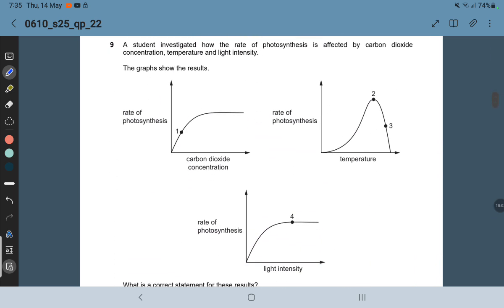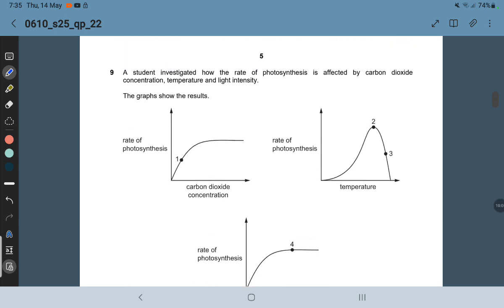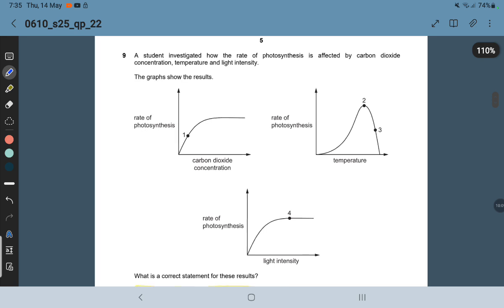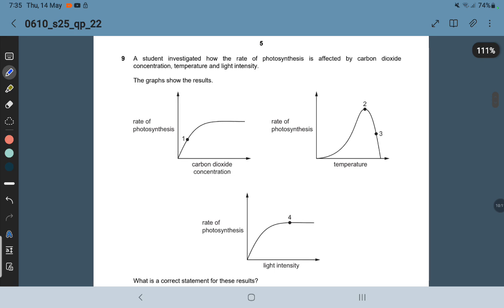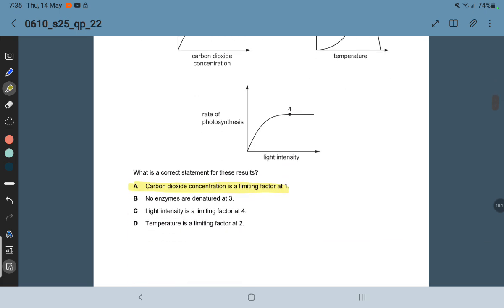Number 9. It's telling you here, a student investigated how the rate of photosynthesis is affected by carbon dioxide concentration, temperature, and light intensity. Well, this is a pretty easy question if you understood and grasped the concept. It's telling you here which is a correct statement for this result.